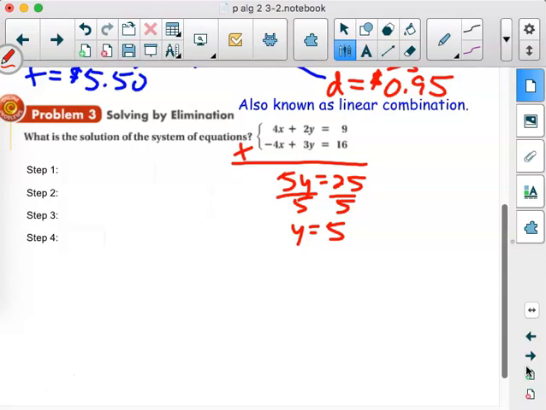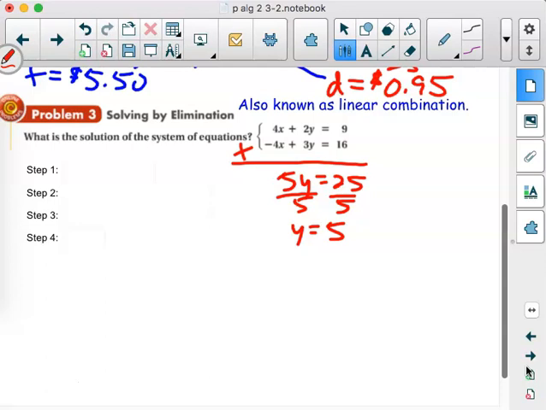So if you have opposites in either the x or the y, you eliminate one of the variables by adding them. That's why it's called elimination in this book. Most books call this linear combination, because you're putting two lines together at once. Obviously, we're not done. So we've got y equals 5. How do we get the other one?